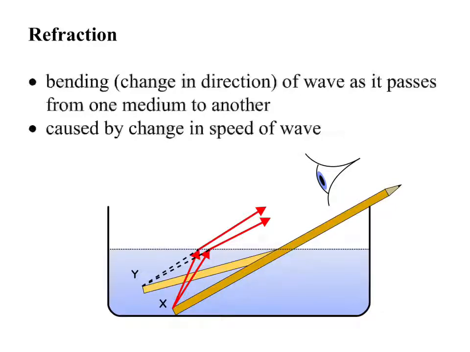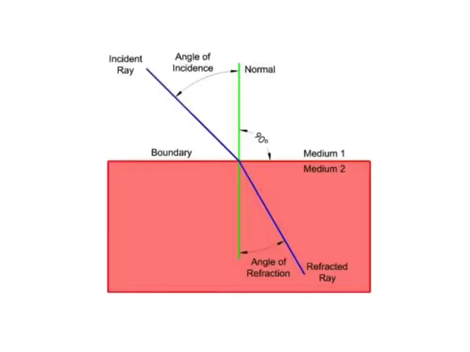That's called refraction, where it looks like something bends because the wave has a different speed in a different medium, because it's passing from one medium to another.